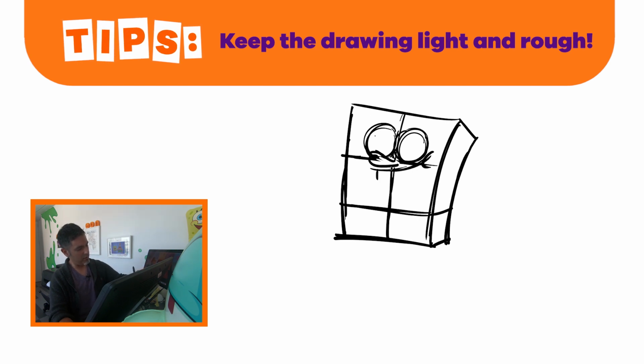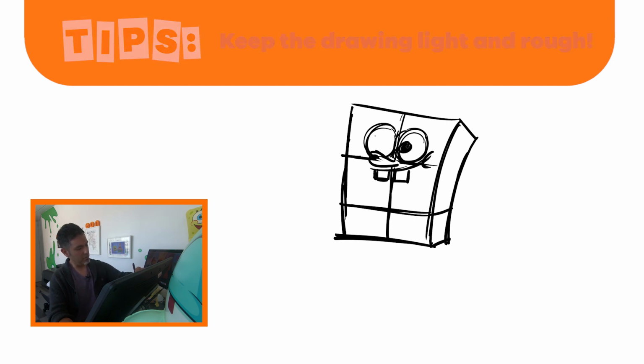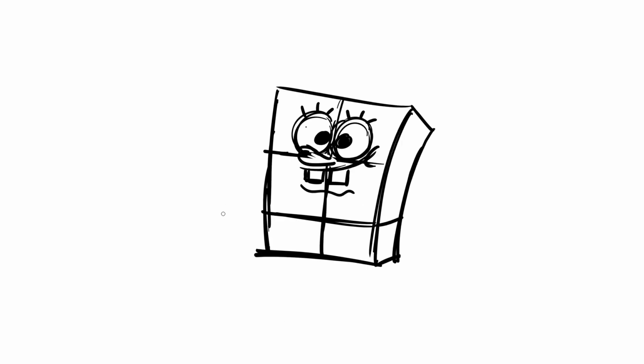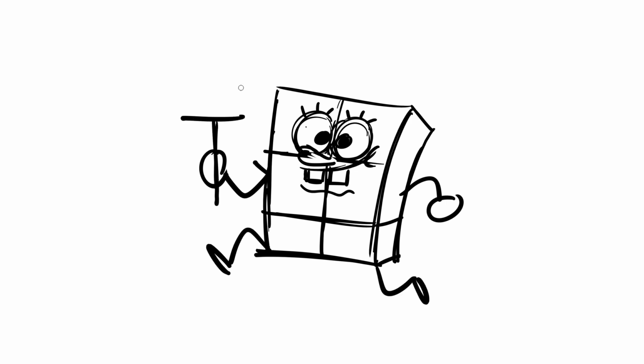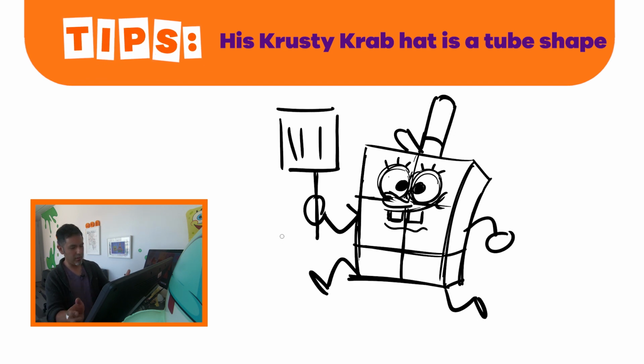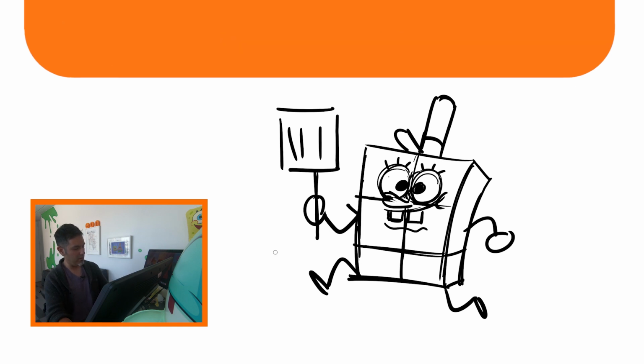We do a really rough sketch, and then we can go over it with another sheet of paper or a Post-it note and start to finesse it and get it a little more finished. He's got that Krusty Krab hat. It's just basically a tube. So everything is shape-based. So if you can draw shapes and you can draw stick figures, you could probably draw SpongeBob. So here's my rough drawing.